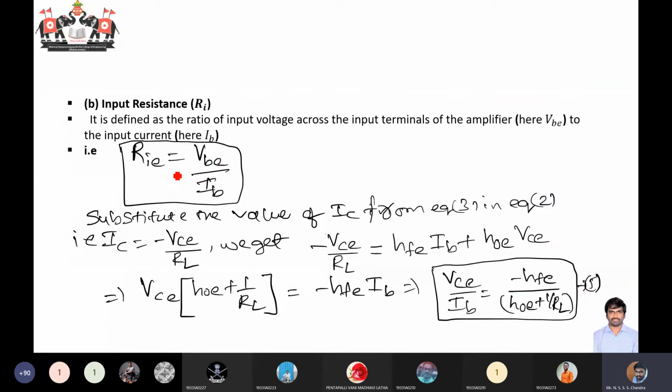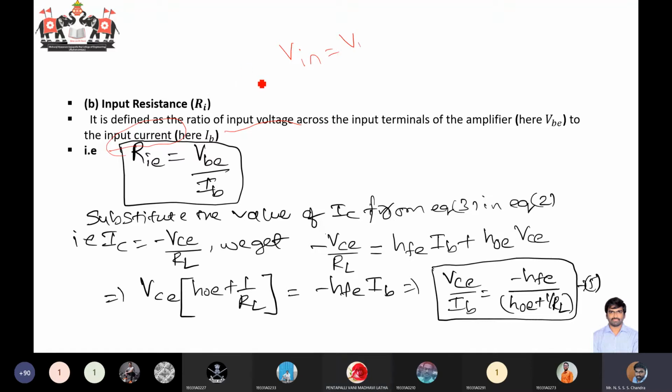Next is the input resistance. Resistance is nothing but a ratio of voltage to current, right? So if I'm calling it input resistance, it is nothing but a ratio of input voltage to the input current. So what is the input voltage for this CE transistor? What's the input voltage?